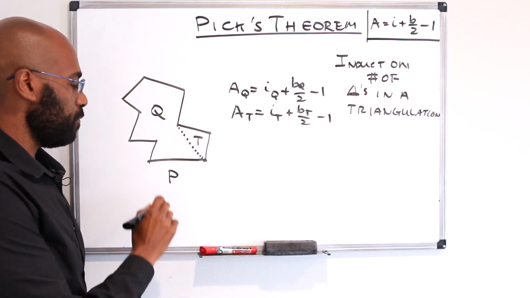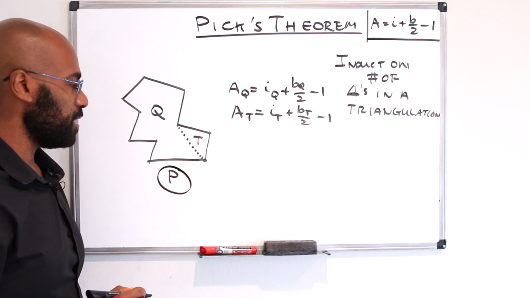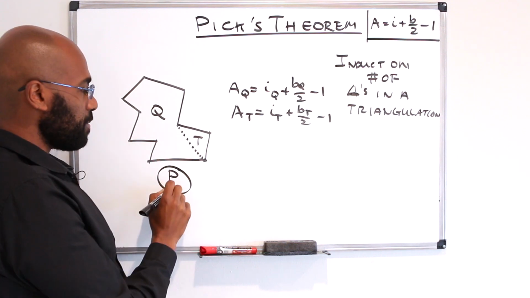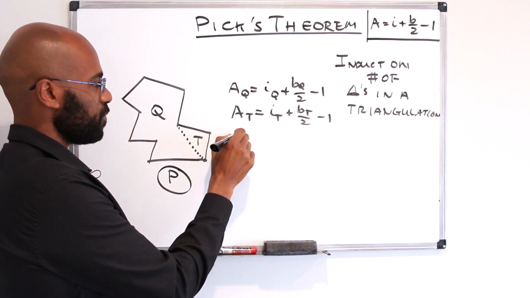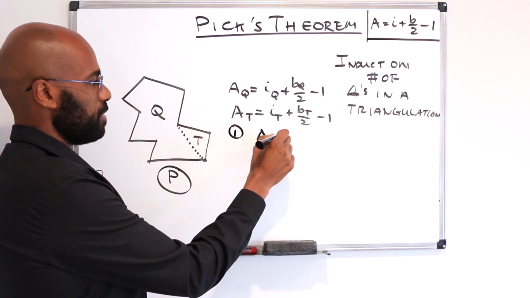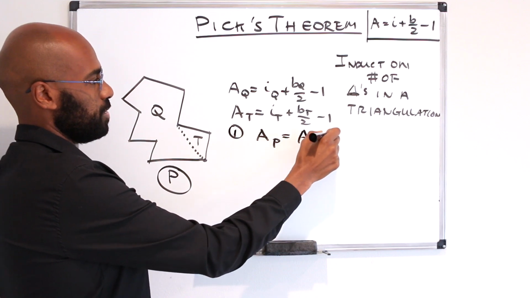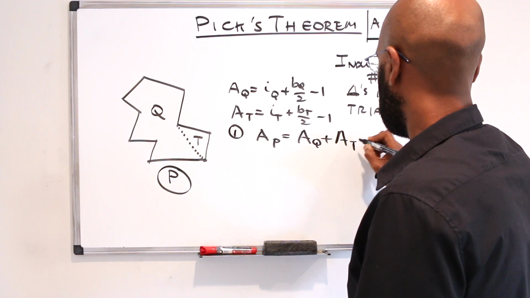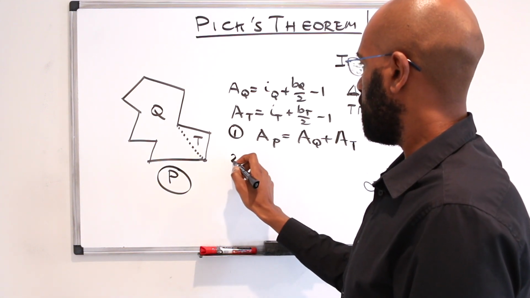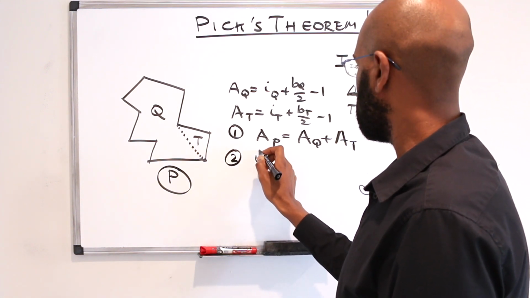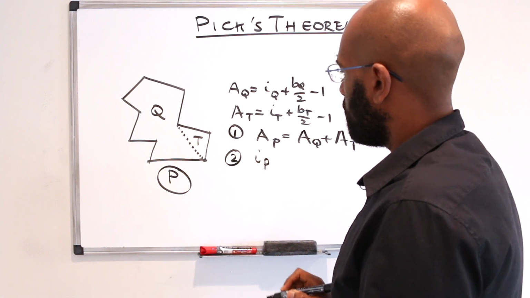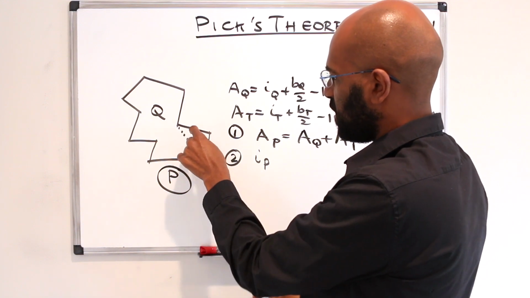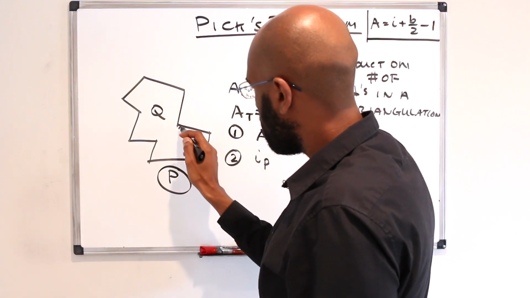Now what we want to do, like we did previously, is relate the area of P, boundary points of P, and interior points of P somehow to Q and T. First, we know that the area of P is the area of Q plus the area of T, because we've dissected P into T and Q themselves. Now let's look at interior points of P. The interior points of P are the interior points of Q together with the interior points of T, but there are these points in here that need to be added.